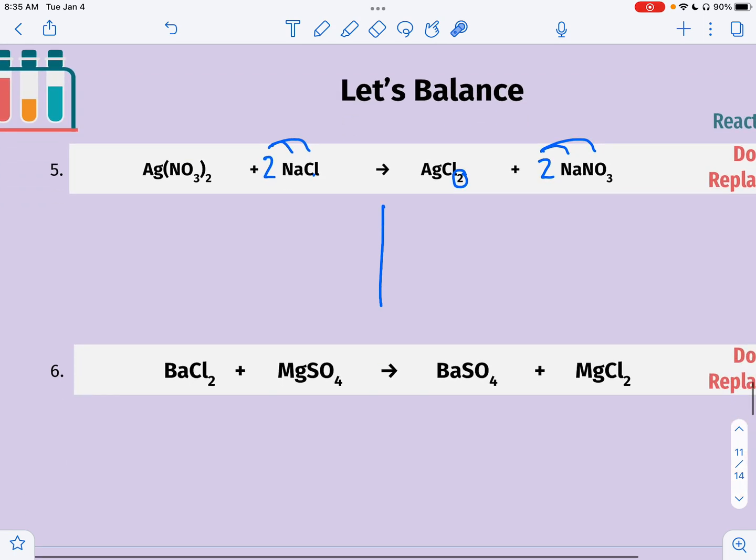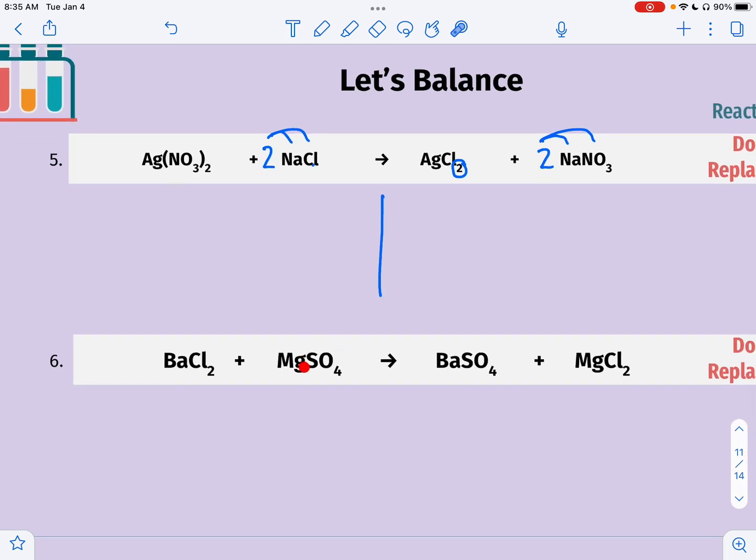Okay, once again, I see a polyatomic on this one as well, an SO4 here and an SO4 here. I see 2 chlorine on this side, I see 2 chlorine on this side, 1 barium, 1 barium, 1 magnesium, 1 magnesium. This balances just by counting it up and having 1 as a coefficient.